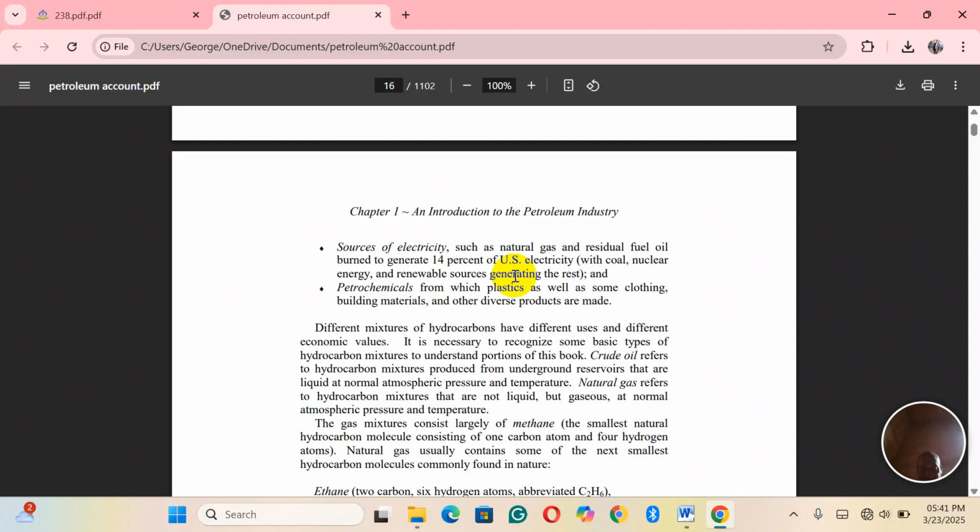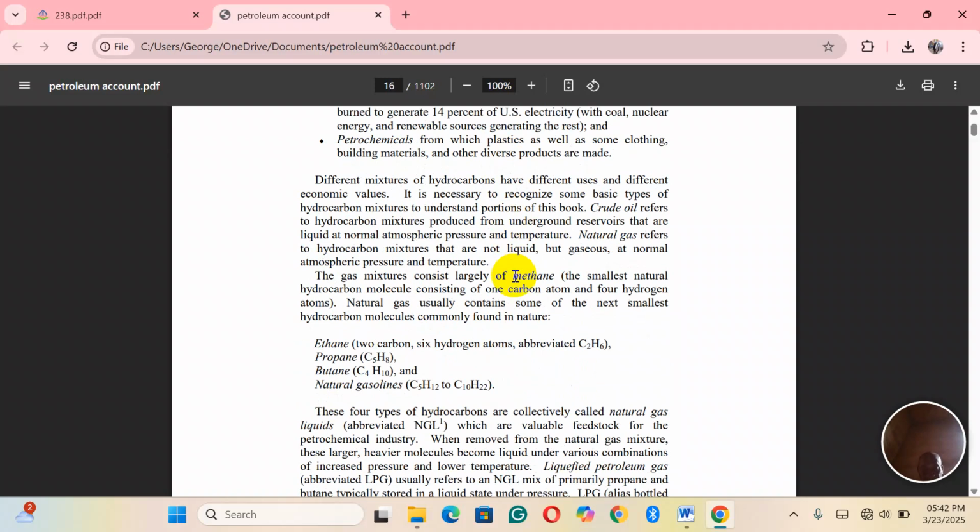Natural gas refers to the hydrocarbon mixture that is not liquid but gaseous at normal atmospheric pressure and temperature. The gas mixture consists largely of methane, the smallest natural hydrocarbon molecule, consisting of one carbon atom and four hydrogen atoms. The natural gas usually contains some of the next small hydrocarbon molecules commonly found in nature.